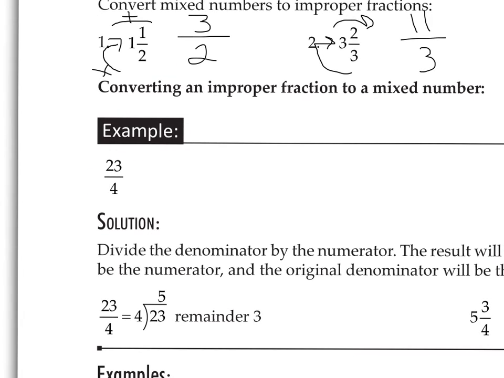To do it the other way, it's a division problem. This is really 23 divided by 4. So you could write it in the box like this.